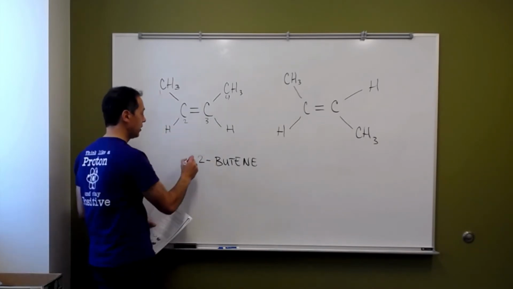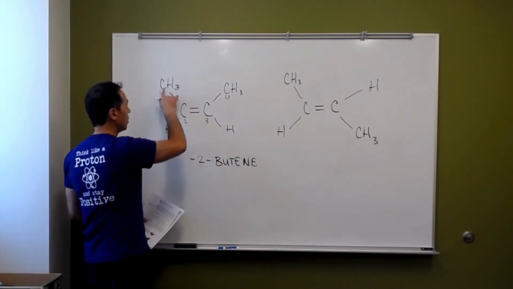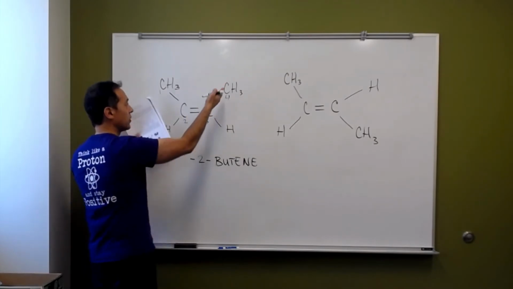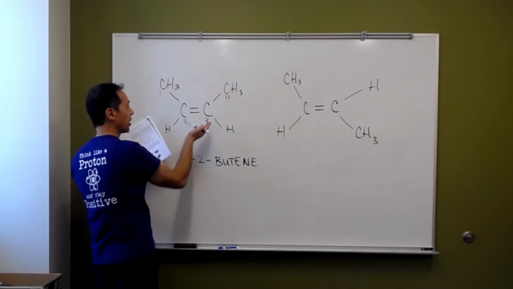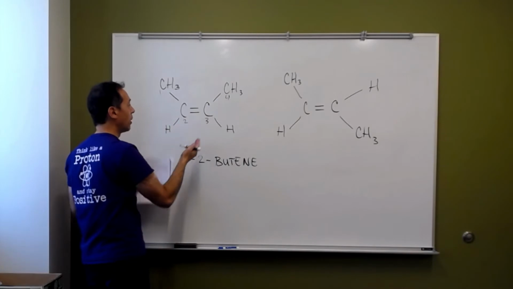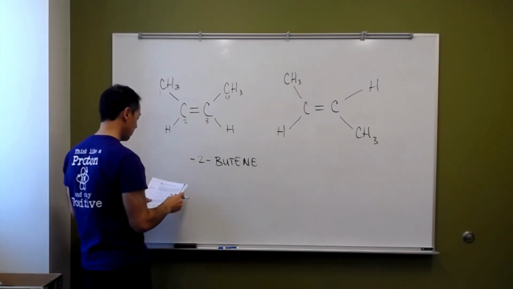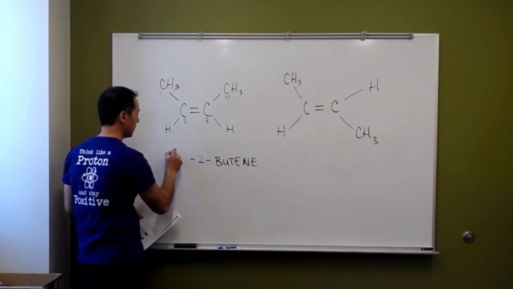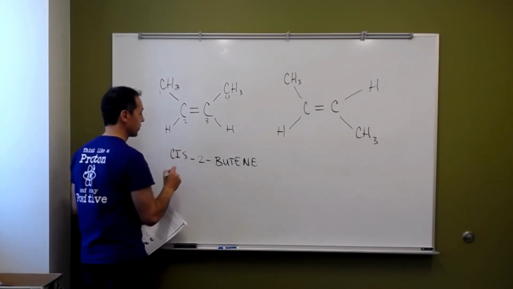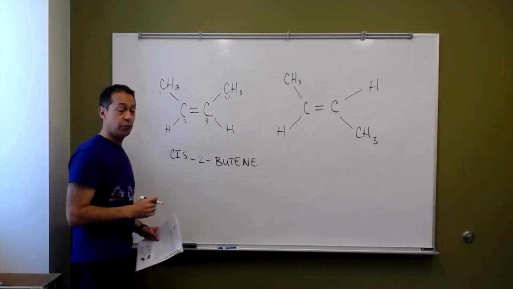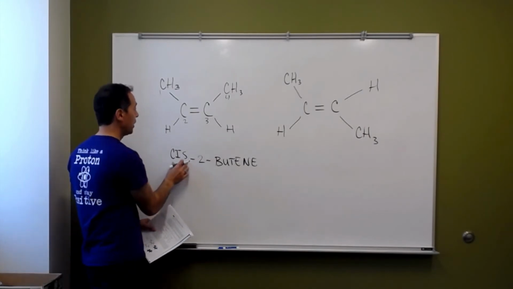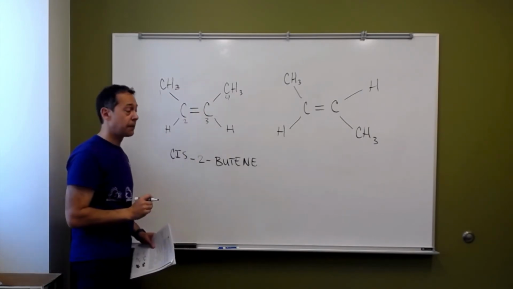So this becomes 2-butene. And to indicate that these two methyl groups are on the same side of the double bond, that is to say above the double bond, we say that this is cis. So we say cis-2-butene. Cis means that they're on the same side up there.